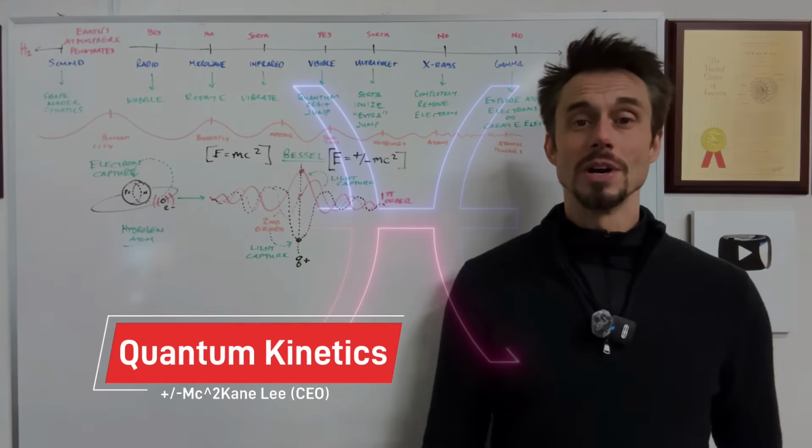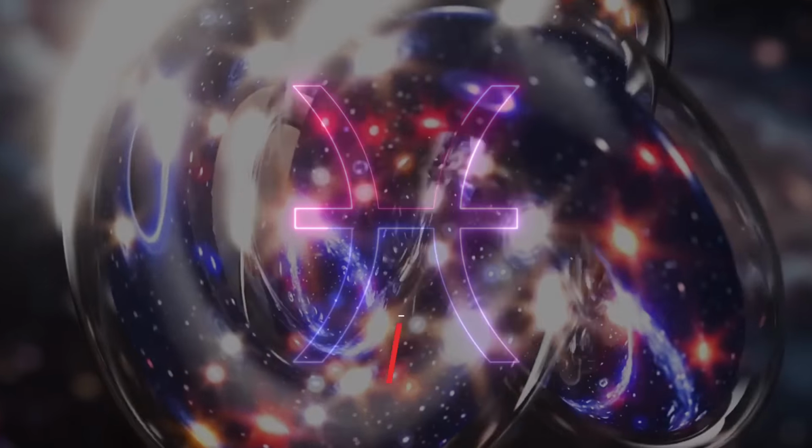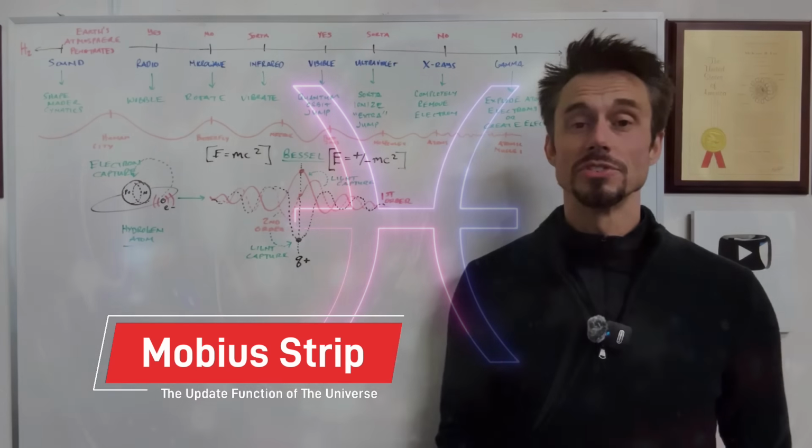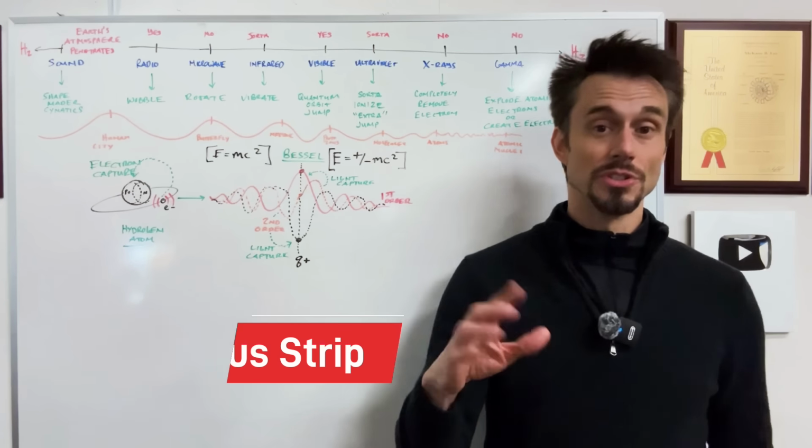I'm your host and CEO, and today we're going to talk about how the electron and the positron stay in a stabilized orbit and how that's important to the update function of the entire universe. So if you're interested, go ahead and stay tuned to the end of the video.